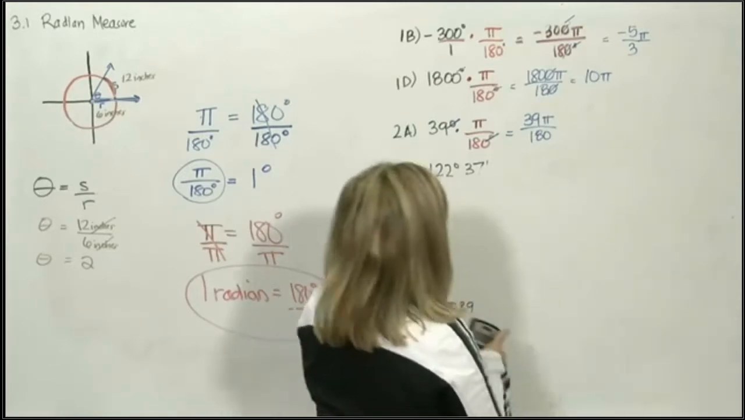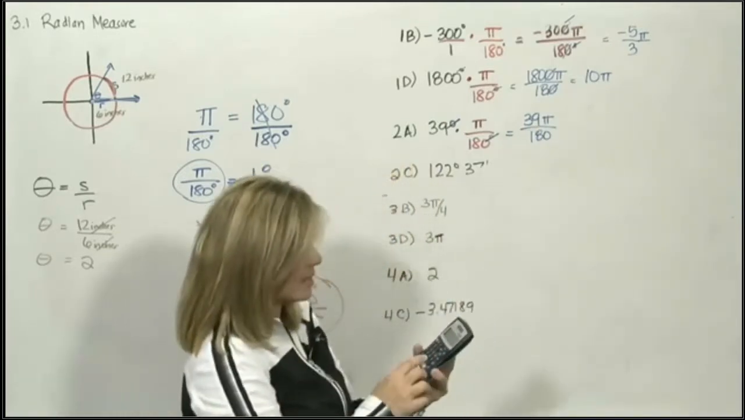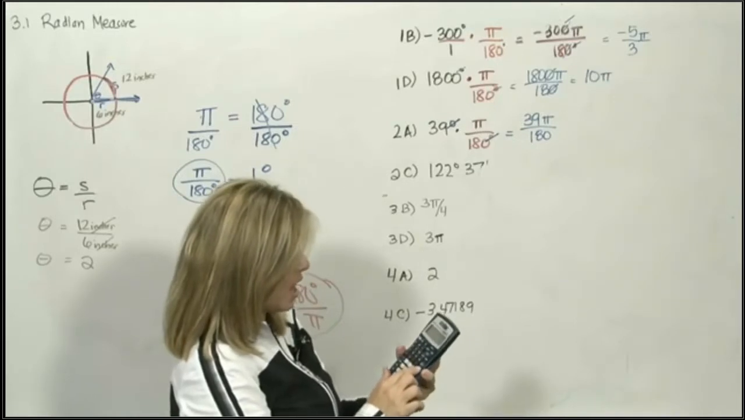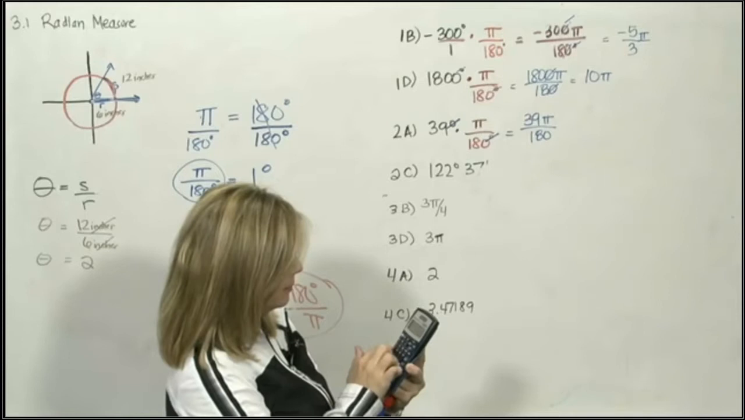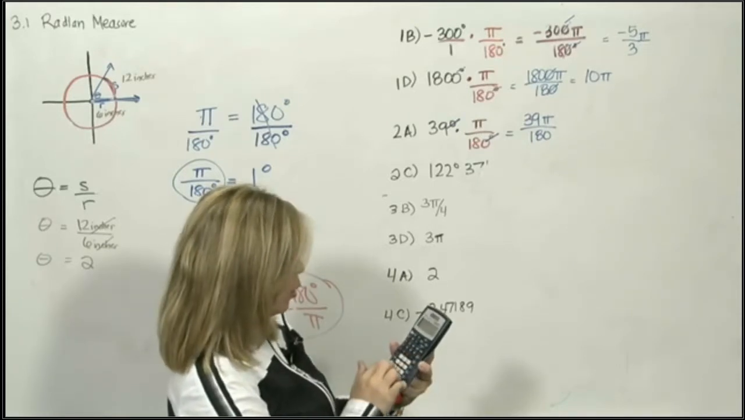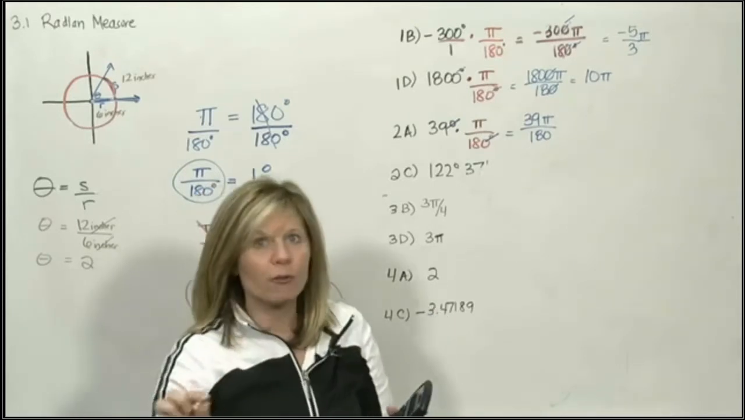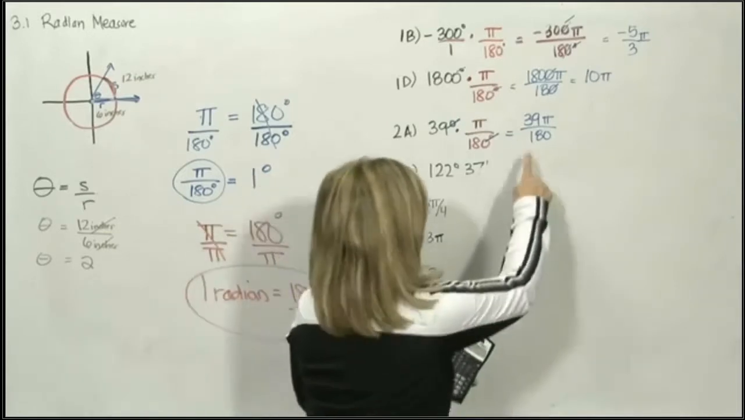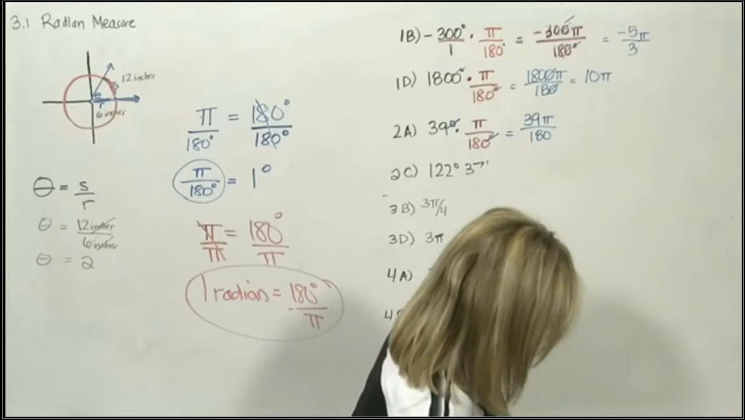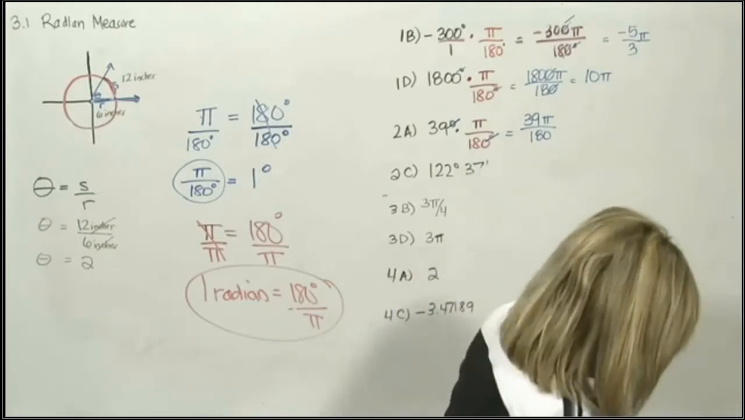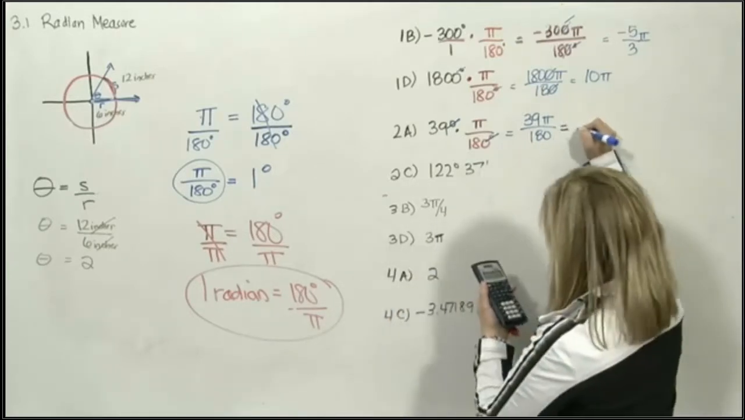So now you go on your calculator and you type exactly what it says. 39 times, get your pi button up there, pi, divided by 180. Do not use a fraction bar. You use the division symbol. Divide. You hit equals, and you get out this lovely irrational number, this decimal. So I'm going to write exactly what we get out.